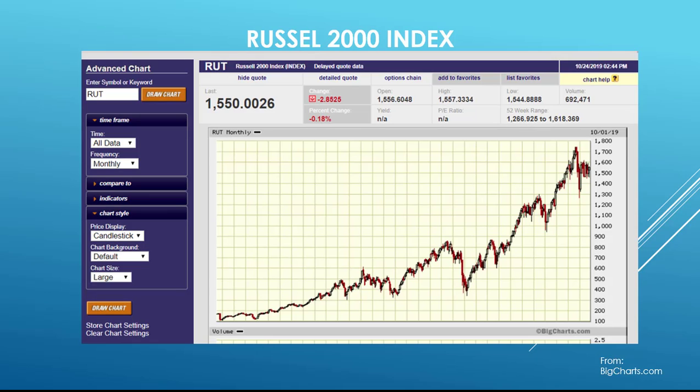So let's take a look at some indexes. As you may know, the Russell 2000 index is a conglomeration of the values of 2,000 stocks on the New York Stock Exchange. We can see quite clearly here that we had a bullish run with some bearish adjustments along the way. Each one of these candlesticks is a monthly candlestick for this period of time. Once again, bear markets tend to be shorter but more dramatic than a bull market.